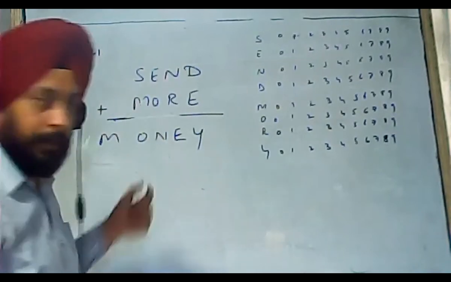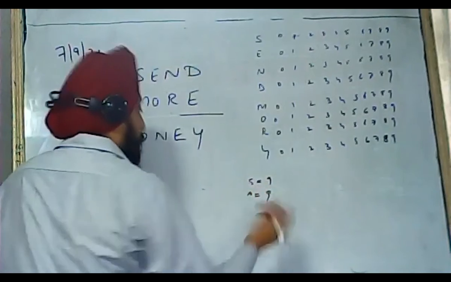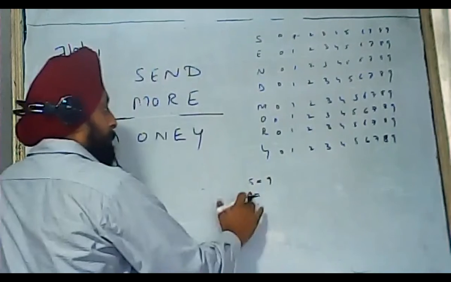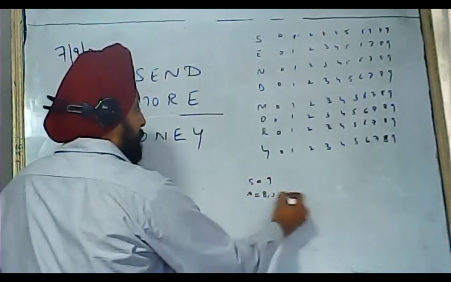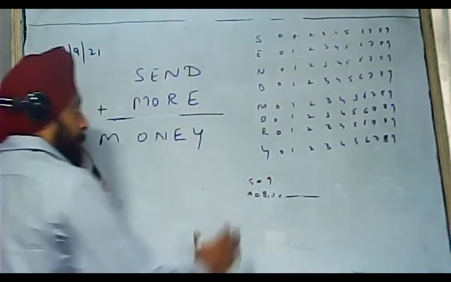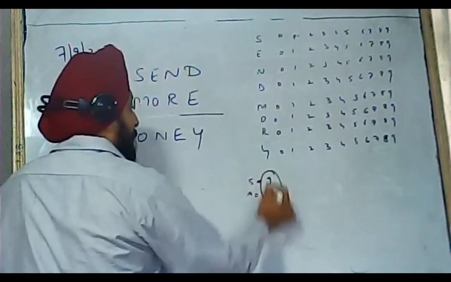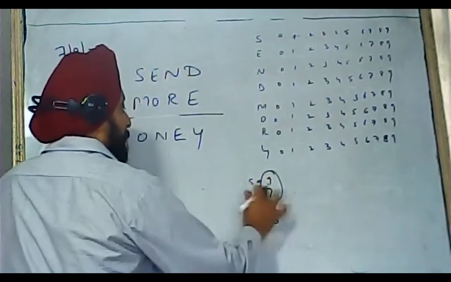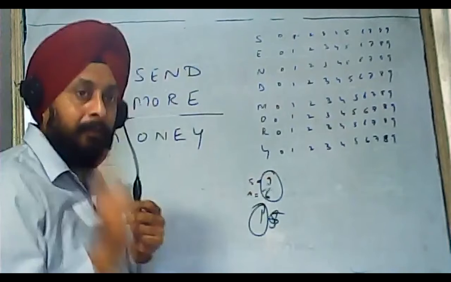So the maximum you can assign to S is 9, and the maximum you can assign to M is also 9. But if 9 is assigned to S, then 9 cannot be assigned to M. So M can be given any value from 8, 7, 6, and so on. Whatever you give, if you give 8 and 9, the output will be 17. If you give 7, the output will be 16. If you give 6, the output will be 15. What I want to say is that the carry is only 1.